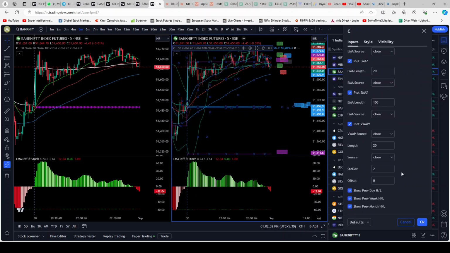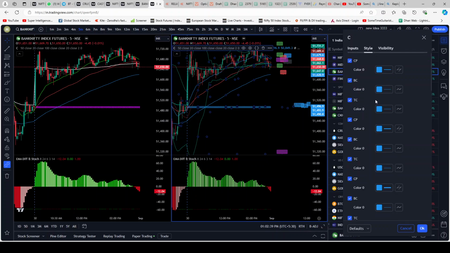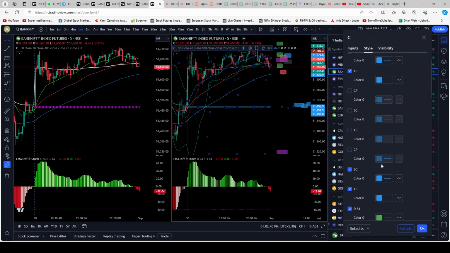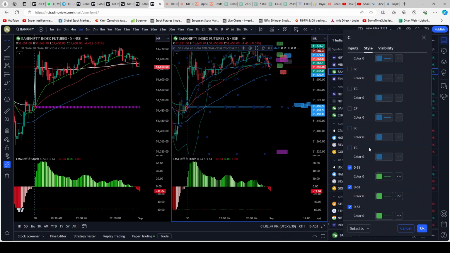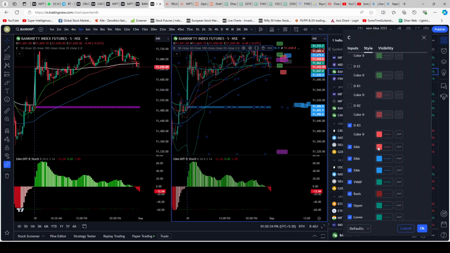We'll go at the bottom, show previous day high and low. We don't want all of this. Let's untick all of this. All right, and then we'll go to the style section. We want the upper three, I know. We don't want the rest of these.